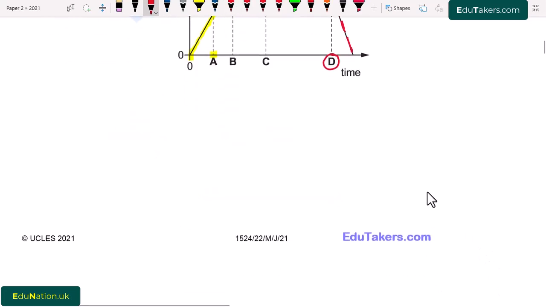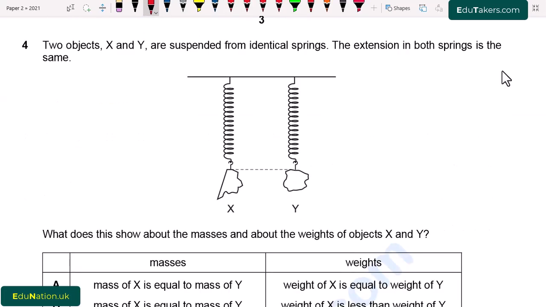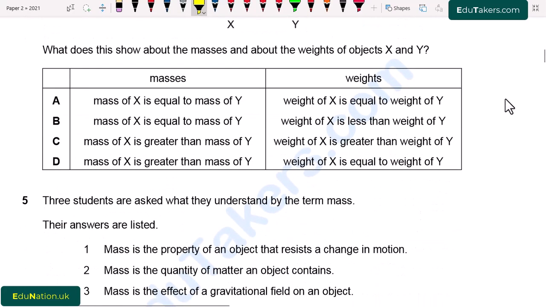Going towards the next question. Question number 4. Two objects X and Y are suspended from identical springs. The extension in both springs is the same. So here the extension is same. What does this show about the masses and about the weights of the objects X and Y? Option A: the mass of X is equal to the mass of Y, and the weight of X is equal to the weight of Y.